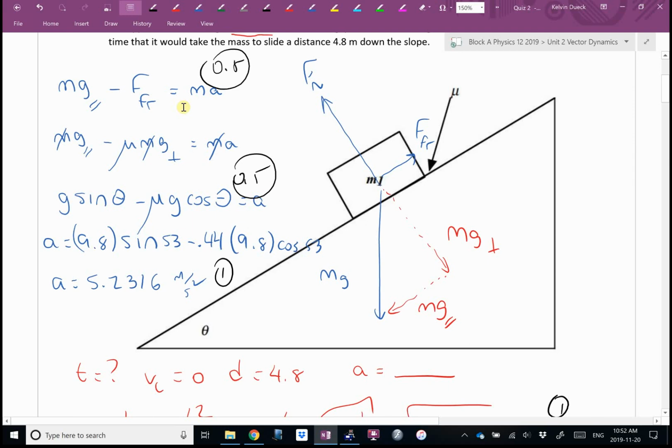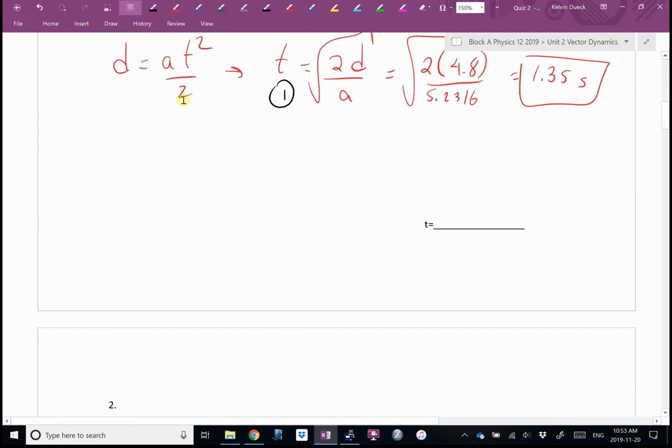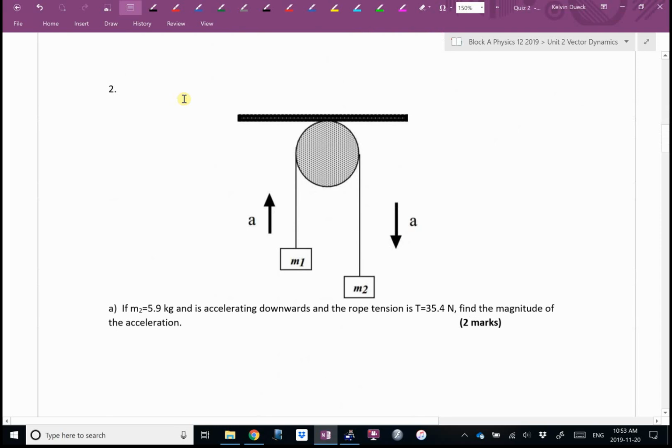Okay. What if I was at rest? What would a be? 0. And so you would say, oh, mg parallel has to equal friction. I think that's about the only 3 things I can throw at you: down the hill, up the hill, or at rest. You good? Good.